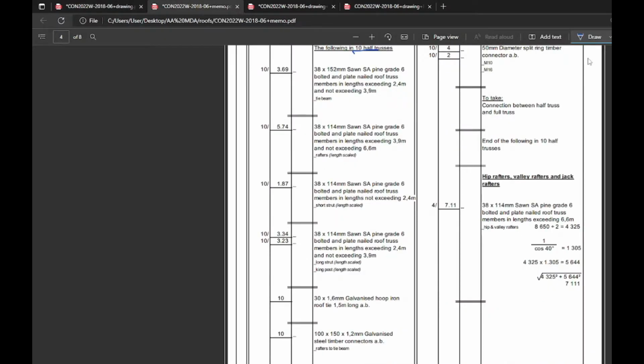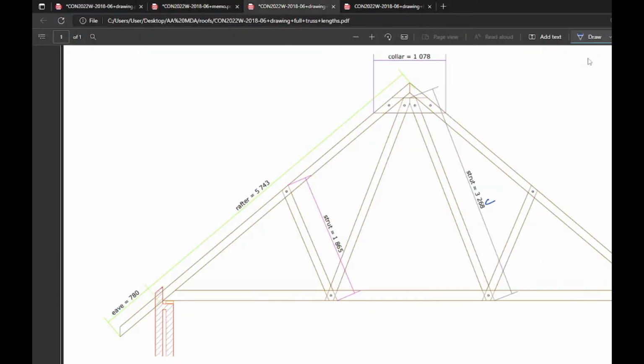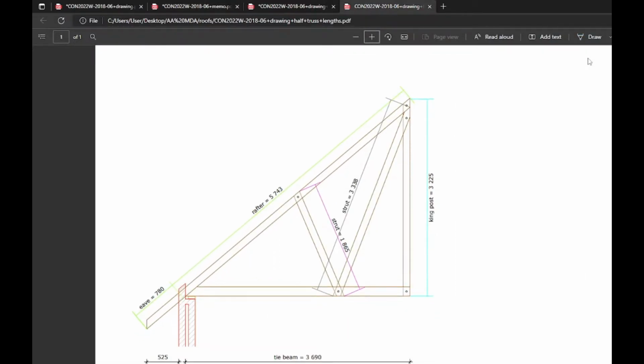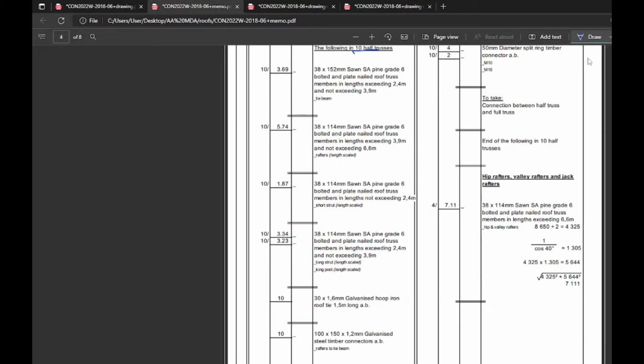Great. So tie beam might be easier to take a look here. Here's our tie beam. 3.69. So we've been given a half truss diagram drawing, and it's given. It doesn't even say scaled. So we might say scaled on. No, it's not scaled, okay? Just given. 3.69 is given. Exceeding 2.4, not exceeding 3.9. That's a standard, straightforward description. Don't need to explain that.